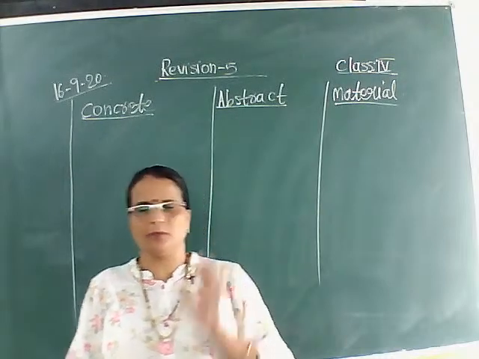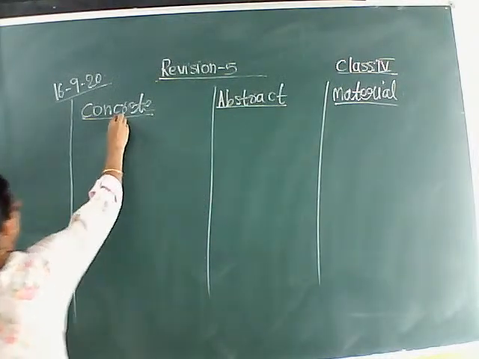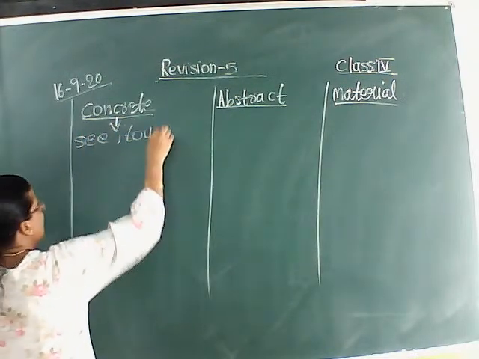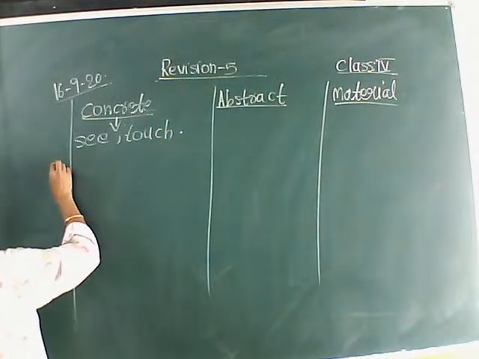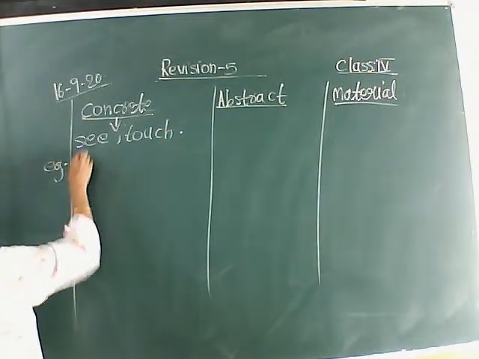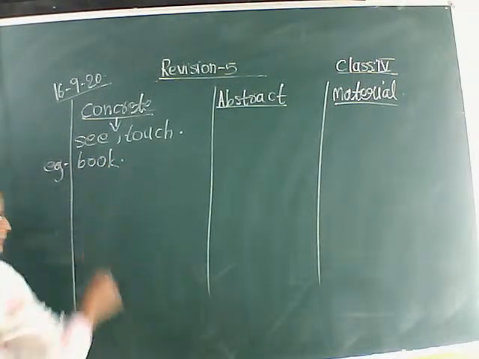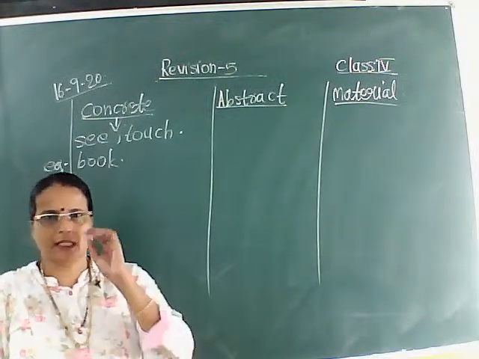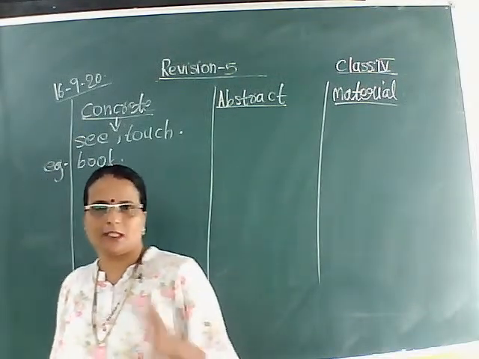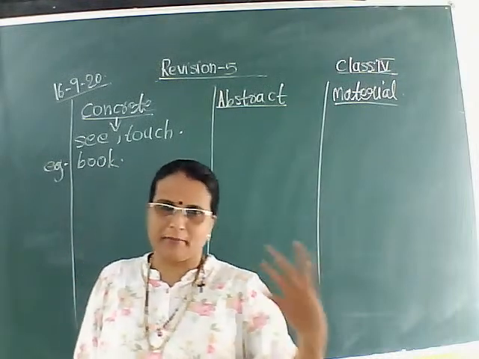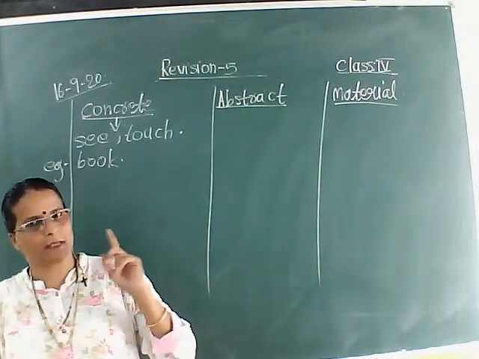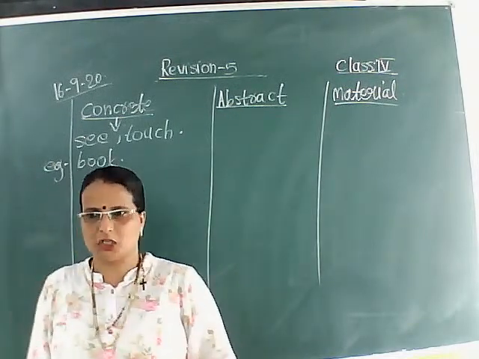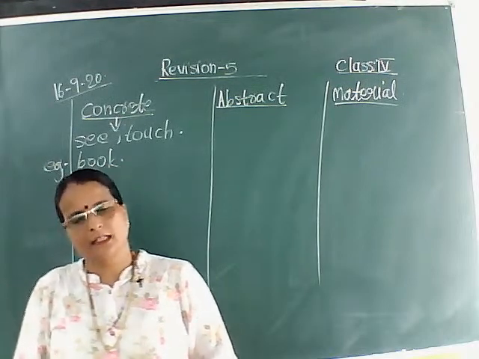For example, your book. So here concrete noun means nouns which we can see and touch. Example, book. You can see the book and also you can touch it. Tiger, you can see a tiger and if you have guts, you can touch it. Right? And a bucket, you can see a bucket and you can touch it. So things which we can see and touch are called concrete nouns.